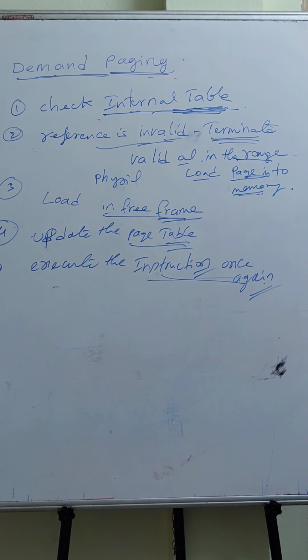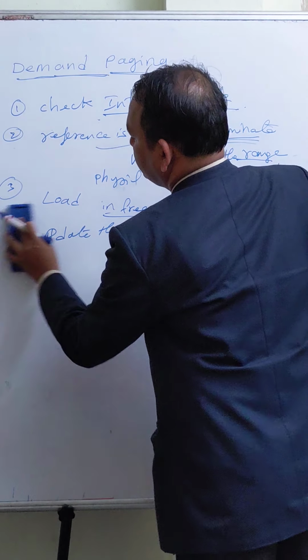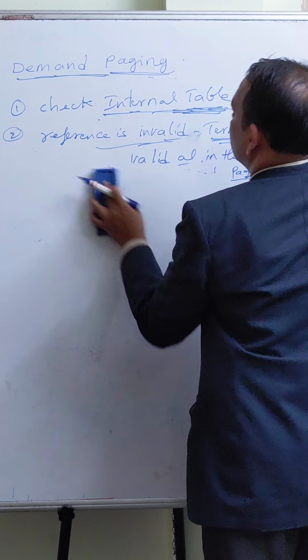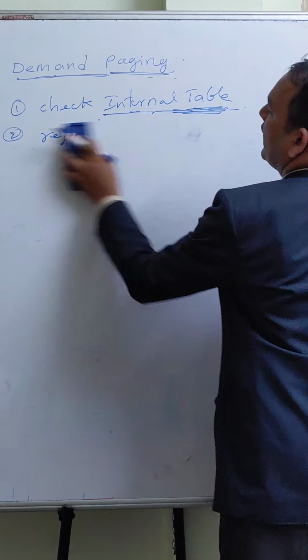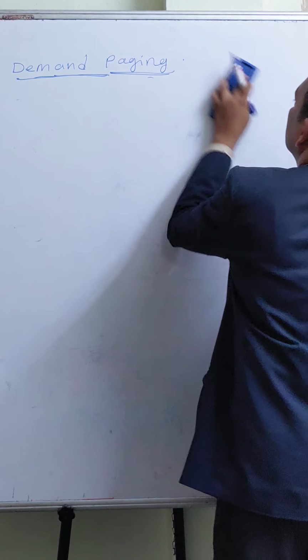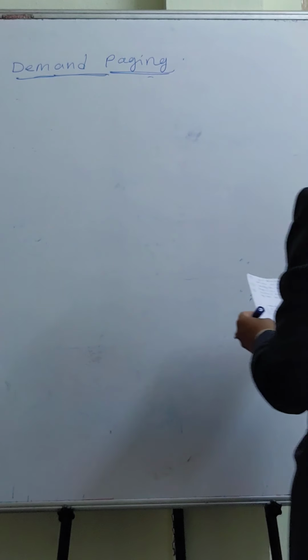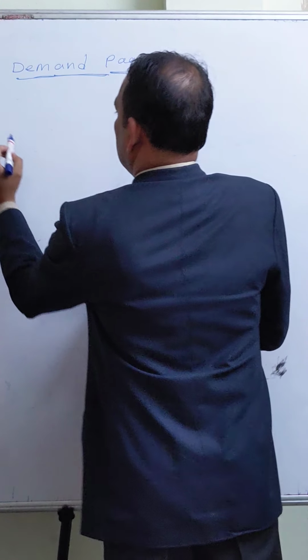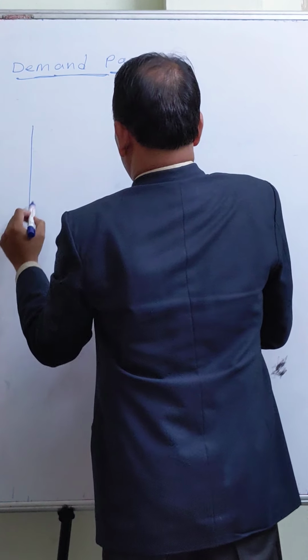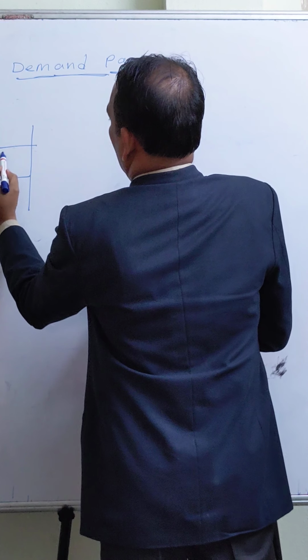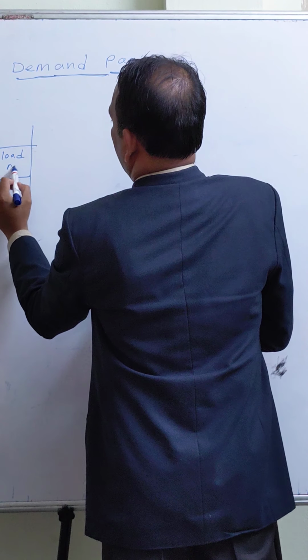Now let us see this. Convert these steps into a diagram. Demand page or page fault: how we are going to handle it, we will represent in a small diagram. Can you see? Load. This page has to be loaded.